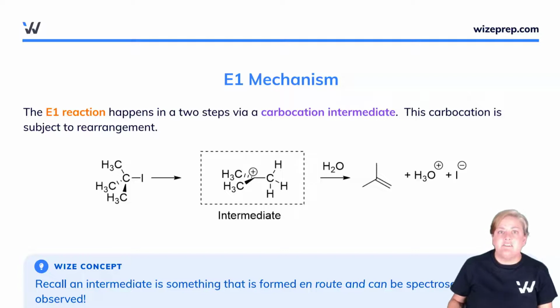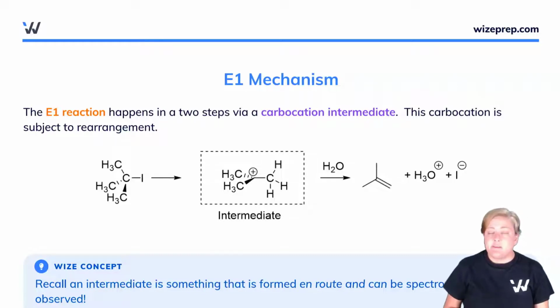So the E1 reaction is going to proceed via a carbocation intermediate, a species that can be observed spectroscopically and is subject to rearrangement if it's in play. Remember, we talked about carbocation rearrangements, where a carbocation will rearrange if there is an easy pathway, a 1,2 hydride shift or a 1,2 methyl shift, to result in a better carbocation, where carbocations are best if they're tertiary, followed by secondary, and so on.